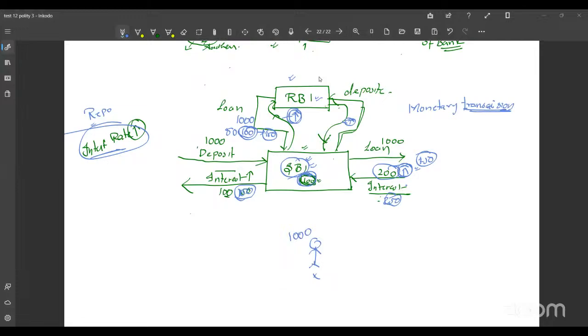What information you want? RBI பத்தி இன்னொரு time information. So what information are you expecting?